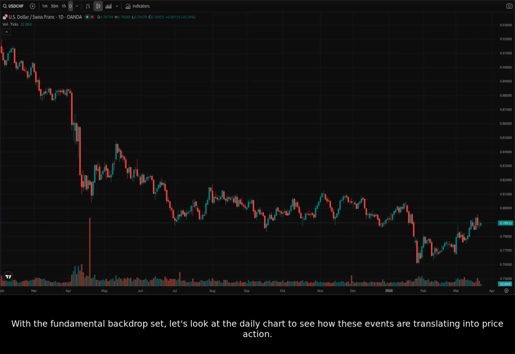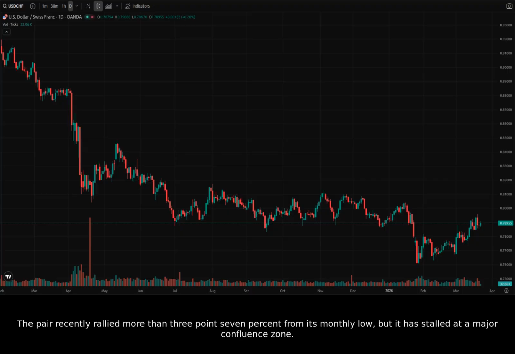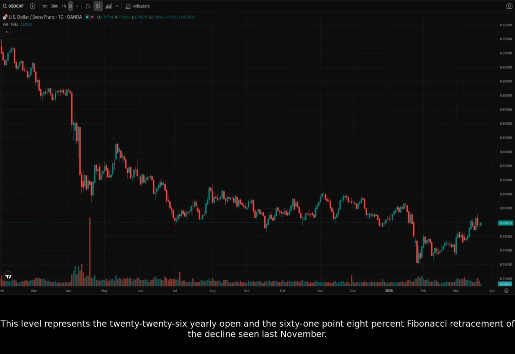With the fundamental backdrop set, let's look at the daily chart to see how these events are translating into price action. Looking at the daily chart since the start of 2026, we see a clear bullish recovery from the January lows. The pair recently rallied more than 3.7% from its monthly low, but it has stalled at a major confluence zone. Specifically, the level near 0.7926 has acted as a brick wall for the bulls. This level represents the 2026 yearly open and the 61.8% Fibonacci retracement of the decline seen last November.